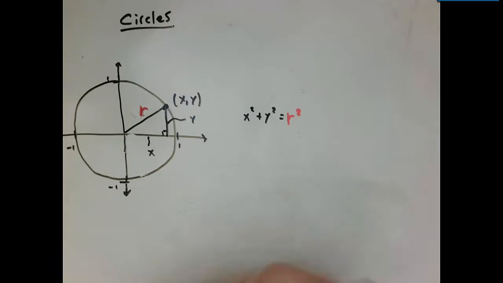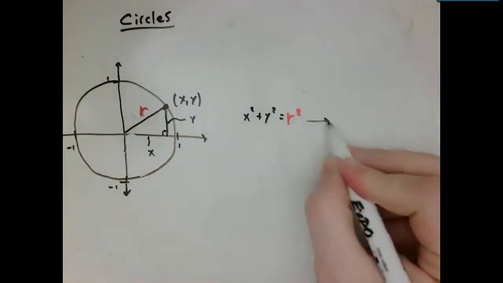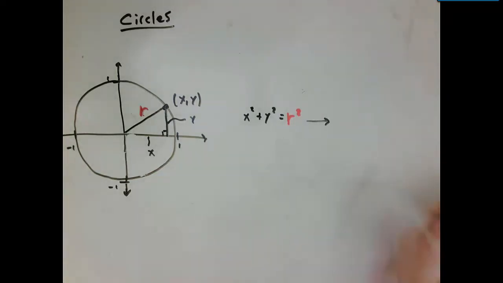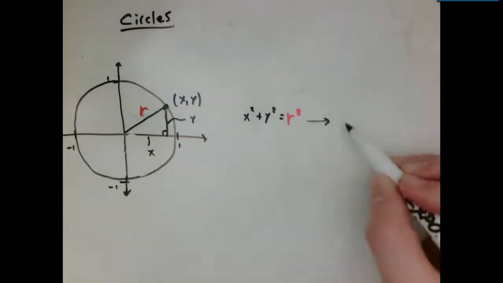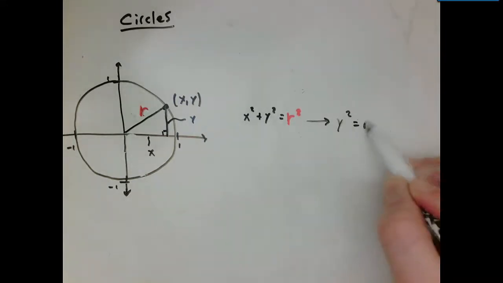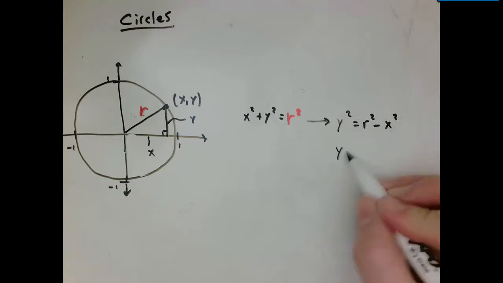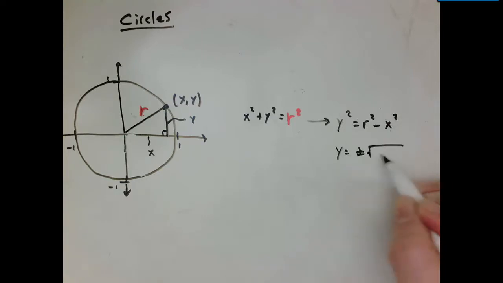A different form of this equation, which you see periodically in calculus, and it's important to recognize it for what it is, is what you get if you try to solve this for y. If I subtract x squared from both sides of the equation, I've got y squared equals r squared minus x squared. Then if I take the square root, that gives me y equals plus or minus the square root of r squared minus x squared. So that's the general form, but remember r is the radius.